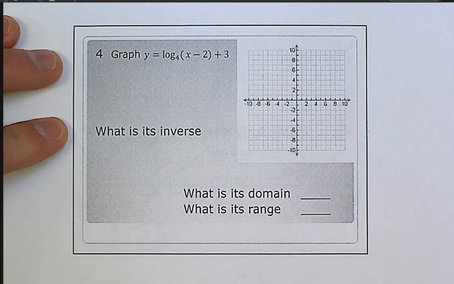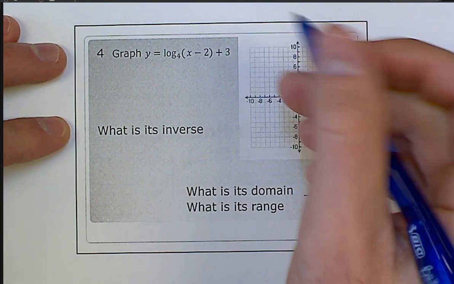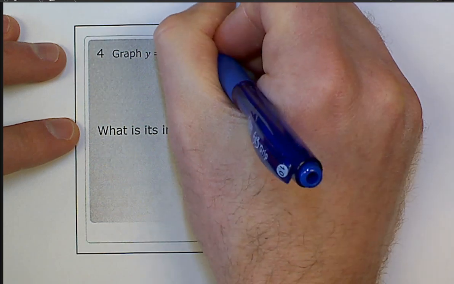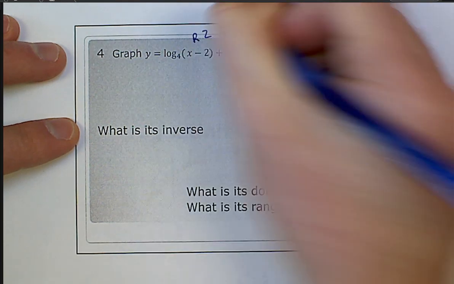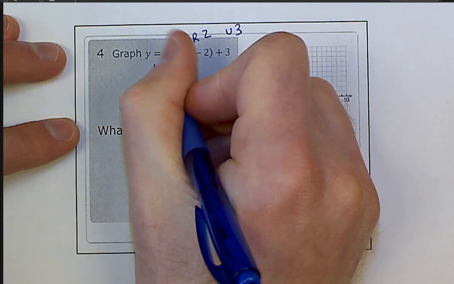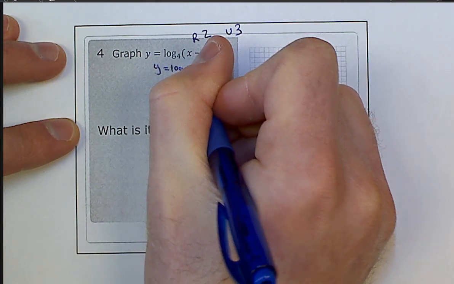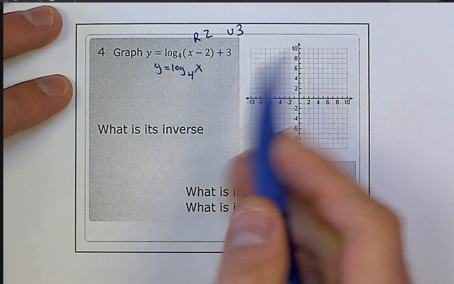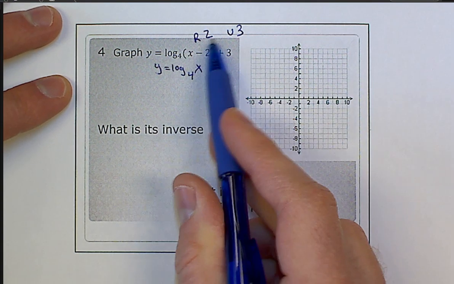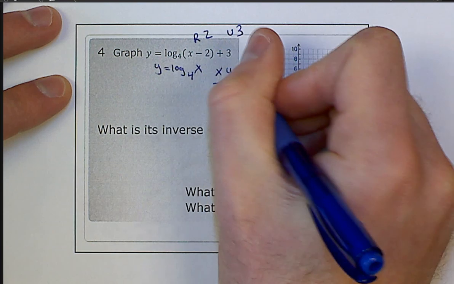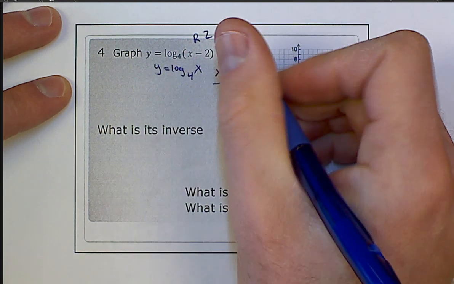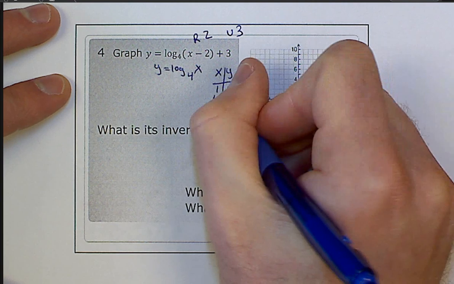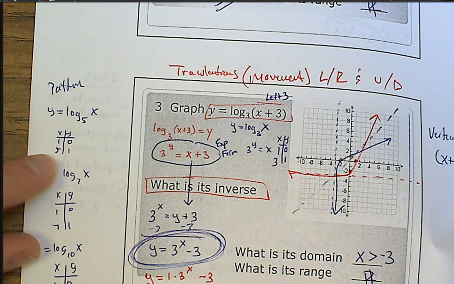If I'm doing this problem, the first thing I'm doing is saying, what are my movements? This is going to move to the right 2 and up 3. What is the parent function? The parent function is y equals log base 4 of x. Let's graph that lightly and then just move each point of the parent function to the right 2 and up 3. If you're getting used to that pattern, it's always going to be (1, 0) and (4, 1), right? We did that on this page here, (1, 0), (5, 1), (1, 0), (7, 1), whatever the parent function is.